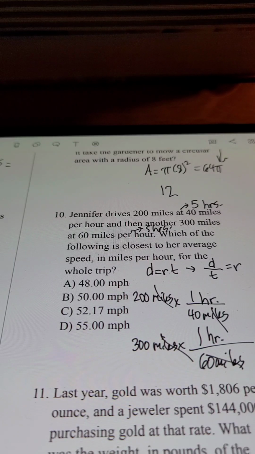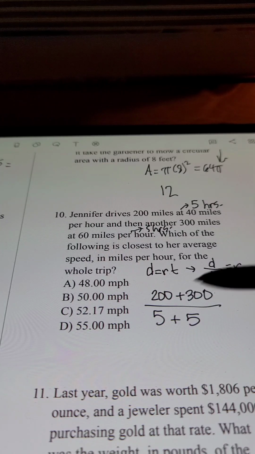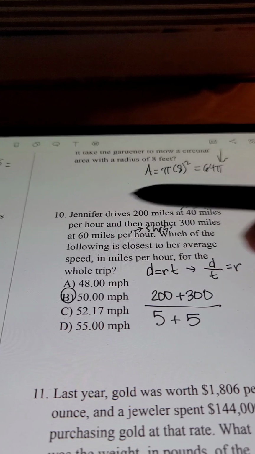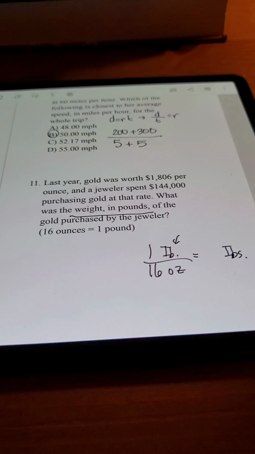So now let's refer back to rate or speed is equal to distance divided by time. So if we put the overall distance, it's going to be 200 miles plus 300 miles that Jennifer drove, and then it's going to be 5 hours plus 5 hours for the time. And then all we need to do is solve that to find the average speed in miles per hour. And when you do that, you get B, 50 miles per hour. Okay, pause for number 11 if you haven't already.